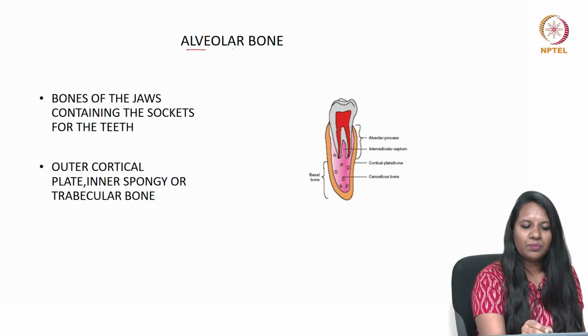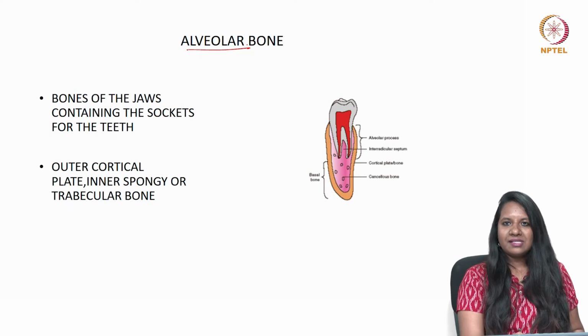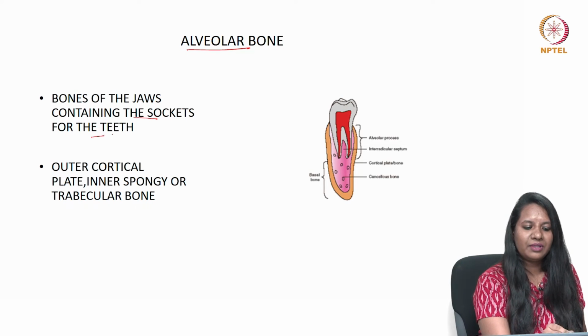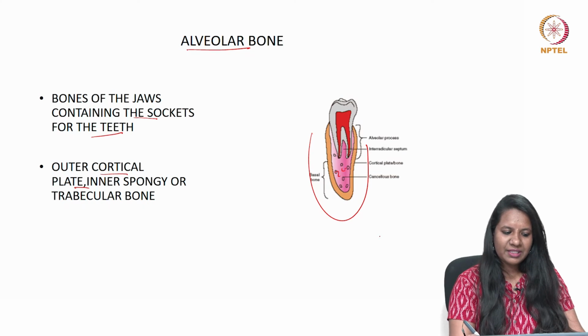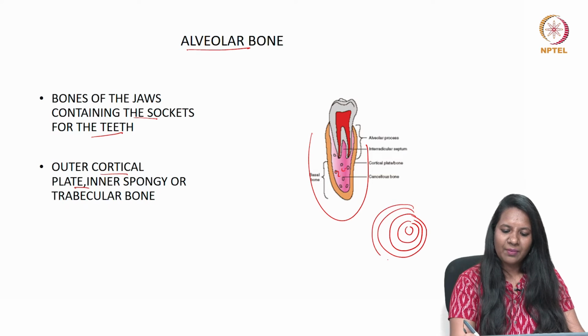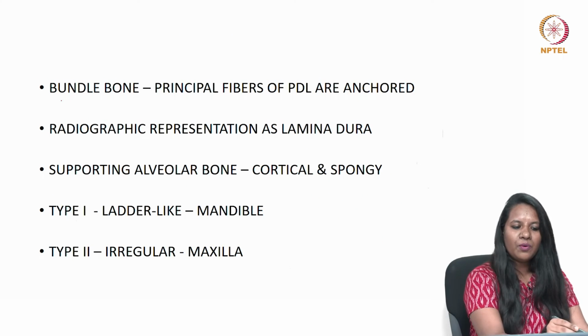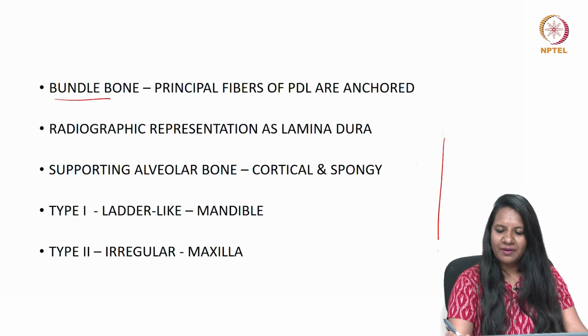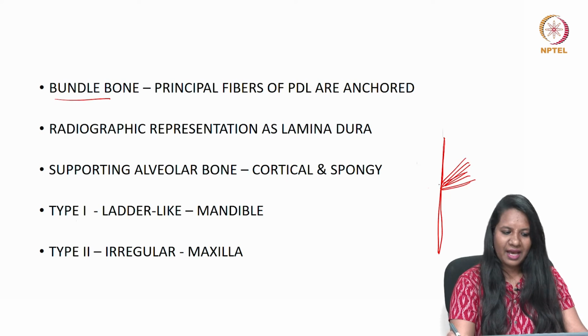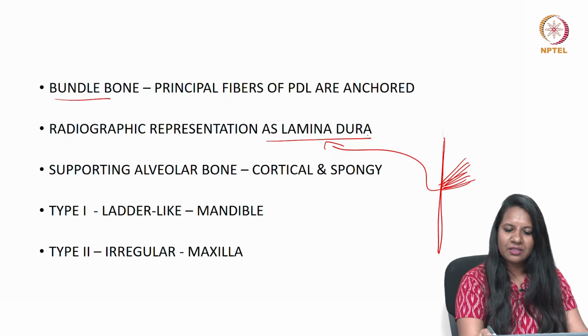Moving to the alveolar bone. Bones of the jaws containing sockets for the teeth. Outer cortical plate, otherwise called compact bone, consists of circumferential lamellae that are tightly packed around the Haversian canal. Bundle bone is nothing but the part of alveolar bone where the principal fibers of PDL are anchored. So radiographically it is depicted as lamina dura.